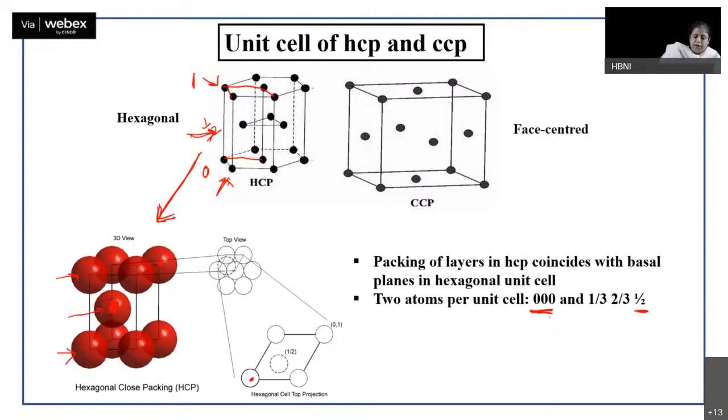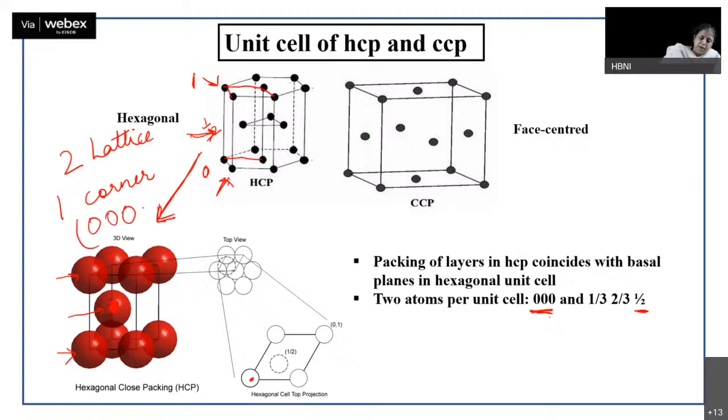Now I say this particular unit cell, if anybody asks you what are the number of lattice points in the hexagonal unit cell of hexagonal close packing, there are 2 lattice points. And what are those? One at the corner. Why? Because even though I can see 8 atoms at the corner, each of them is contributing only 1 by 8 to this particular unit cell. And the coordinates of the one at the corner is 0, 0, 0.